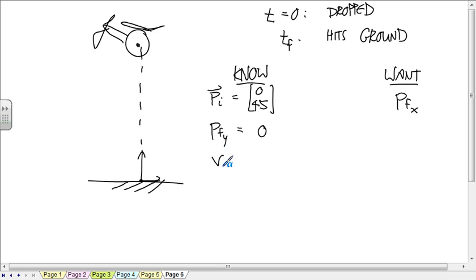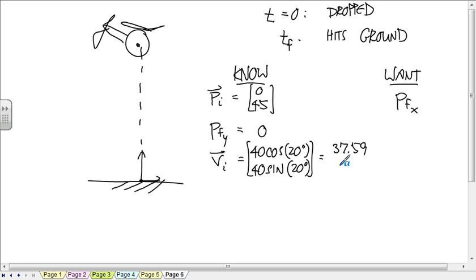The initial velocity is, well, we need to calculate that. What did I say the speed was? 40? Yeah, so this is going to be 40 times cosine of 20, 40 sine of 20. And what do you get for that? Okay. Does that look right? Okay. The acceleration is 0, negative 9.81.